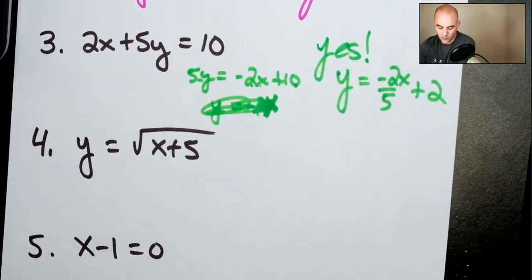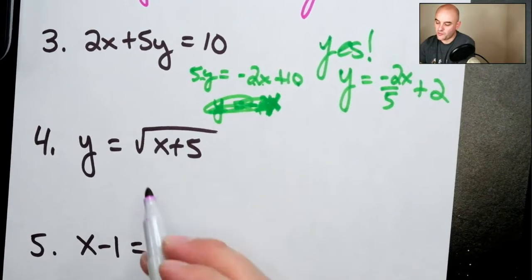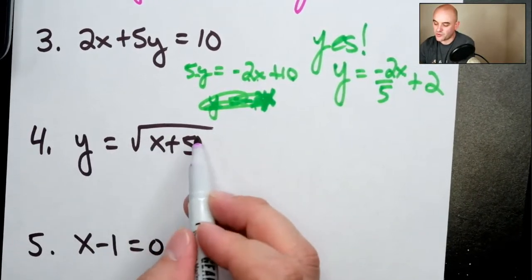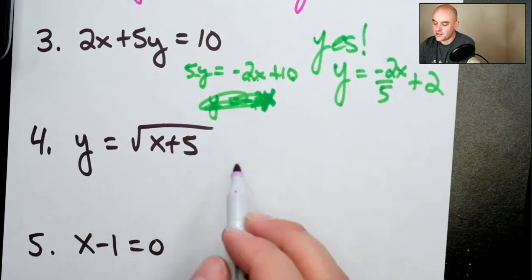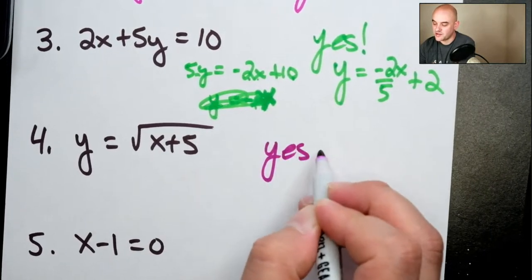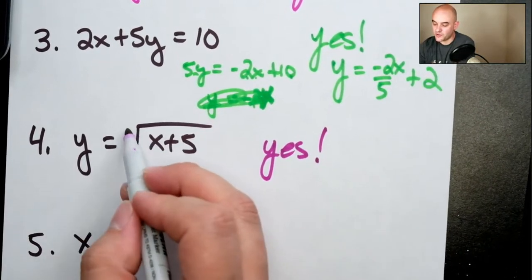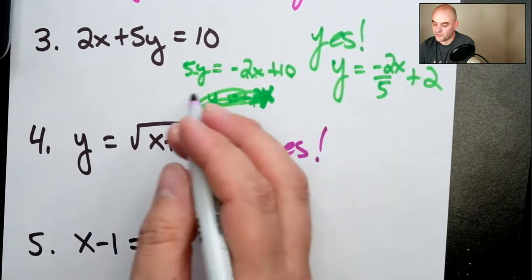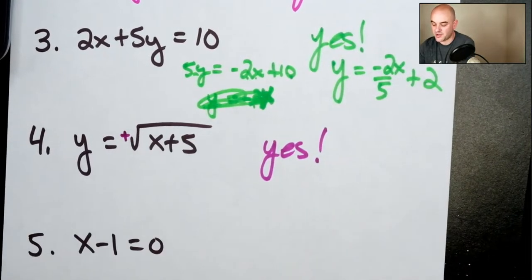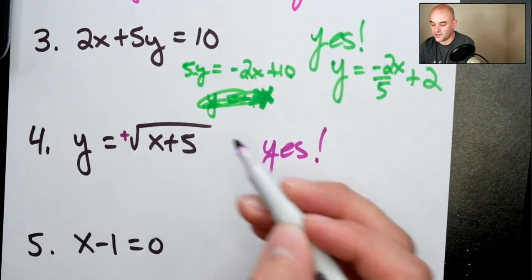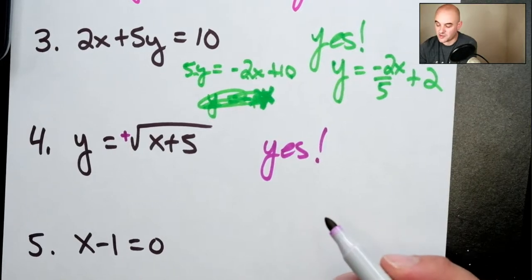All right, number 4, we have a square root right here. We got y equals the square root of x plus 5, and this is going to be a function. Yes, it is. We just need to make sure that there is no plus or minus there. And whoever originally wrote this problem out said, I'm going to make it a positive root, so you don't have to write the plus symbol. It just means to take the positive root.